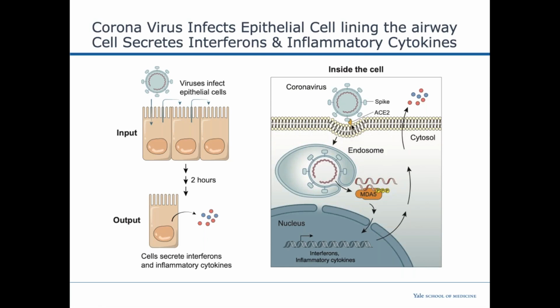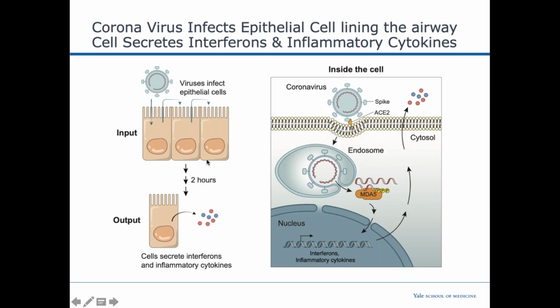So it binds, and then the membrane kind of pinches in, and you get a little vesicle called the endosome with the virus inside. The virus particle then, the envelope around it, merges and fuses with the endosomal membrane, and the genetic material, the RNA of this virus, gets released. And there's a receptor called MDA5, which then binds this, sends signals into the nucleus, affects gene expression. So now the cells start producing two very important molecules called interferons and inflammatory cytokines. And I'm going to describe what those do.